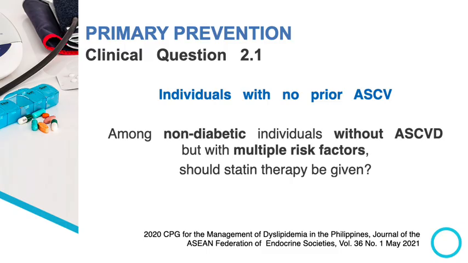Now, let's go to clinical question number 2 on primary prevention. This primary prevention pertains to individuals who have no prior atherosclerotic cardiovascular disease. And the question is, among non-diabetic individuals without ASCVD but with multiple risk factors, should statin therapy be given? Now, statin therapy will be discussed later on in the subsequent slide as to how it will affect our lipid levels.